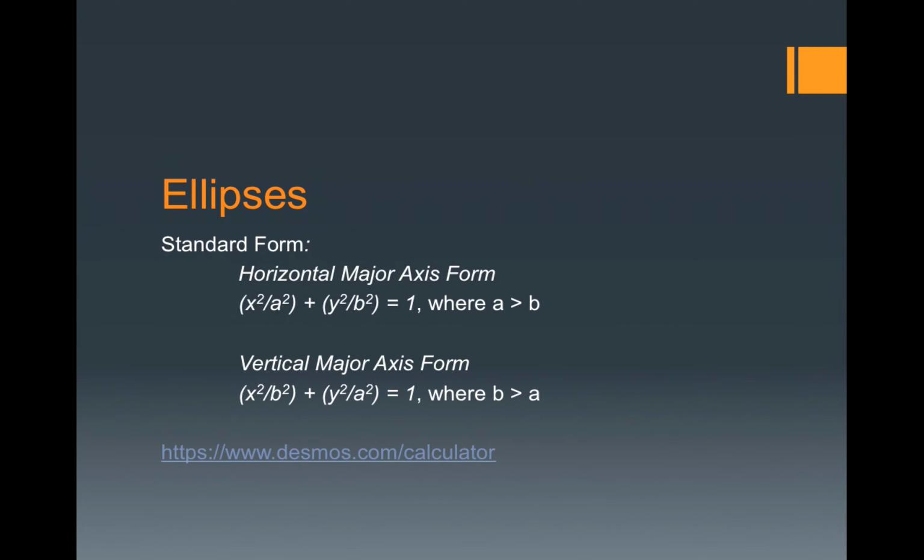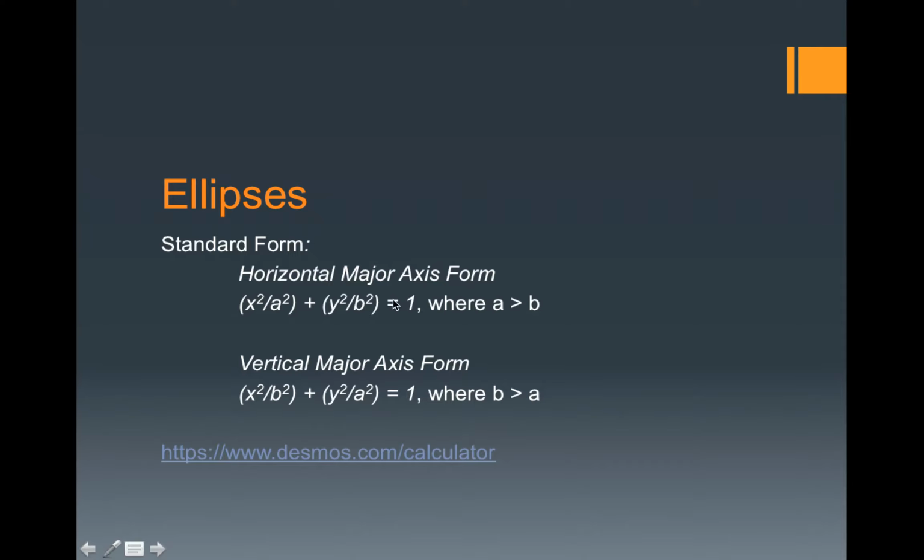Okay, what is an ellipse? The definition of an ellipse is the set of all points, P, in a plane the sum of whose distances from the two fixed points F1 and F2 is constant. These two fixed points are called the foci, which is the plural of focus. The midpoint of the segment connecting the foci is the center of an ellipse.